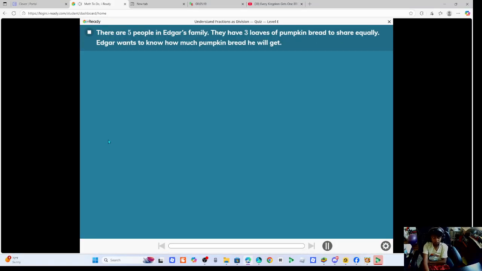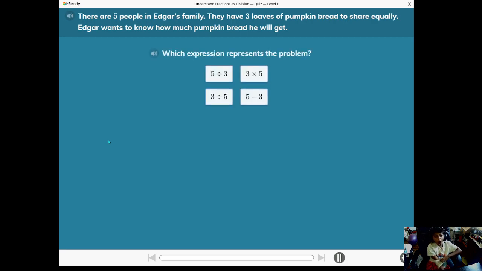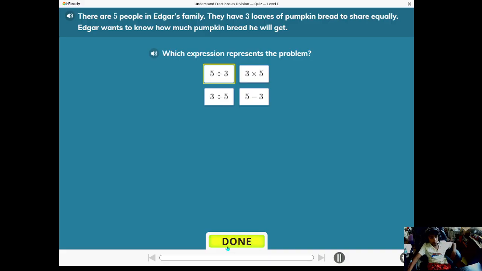There are 5 people in Edgar's family. They have 3 loaves of pumpkin bread to share equally. Edgar wants to know how much pumpkin bread he will get. Which expression represents the problem? 5 divided by 3. There's 3 loaves of bread. It's getting divided by 5. So then 3 divided by 5, I guess?